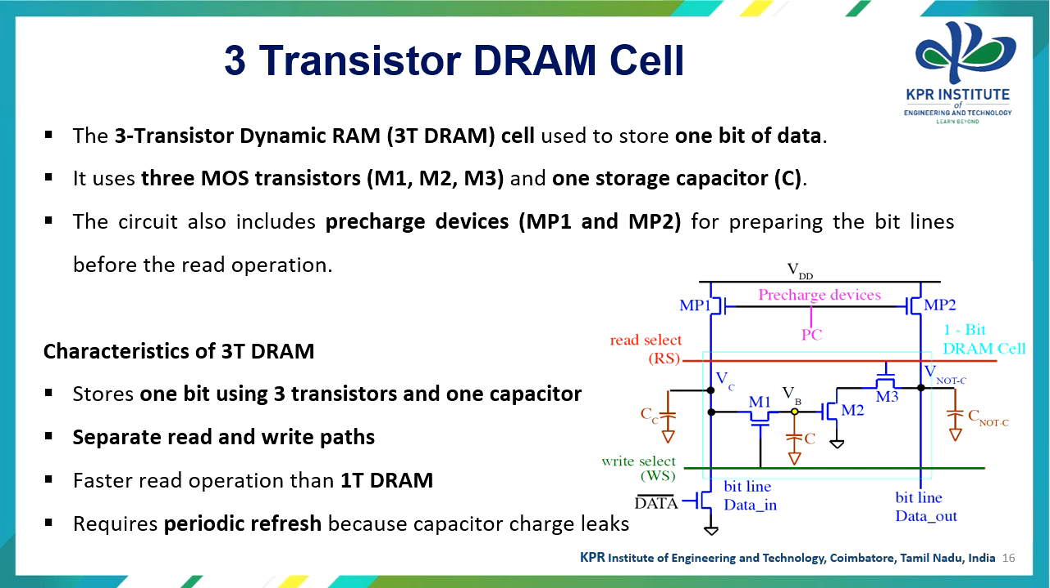So the characteristics of the 3T DRAM are: it stores 1 bit using 3 transistors and 1 capacitor. It also performs read and write in different paths, so it has a faster read operation than 1T DRAM. It requires periodic refresh because the capacitor charge leaks.